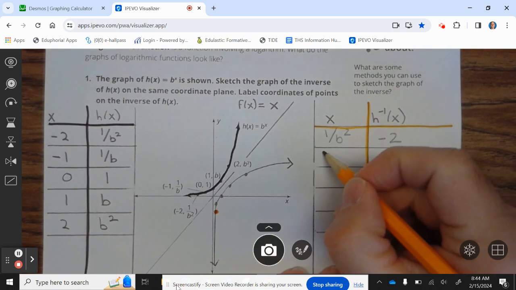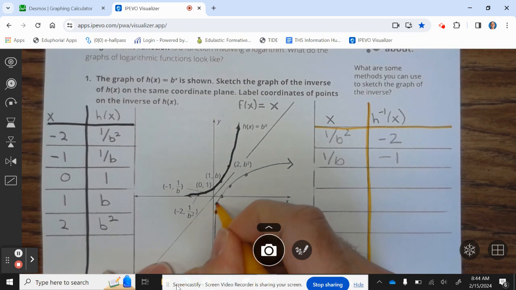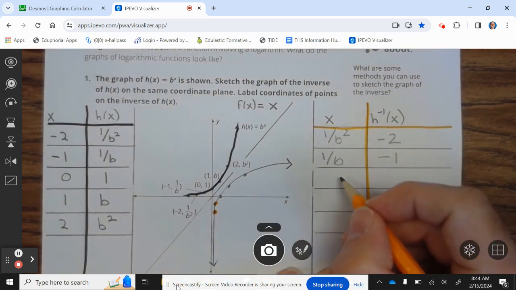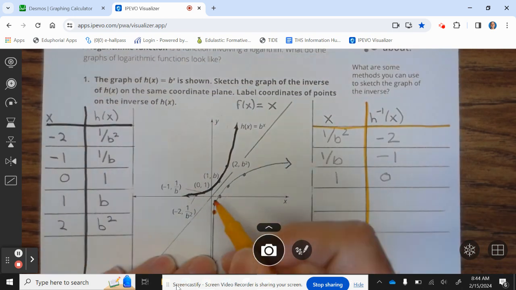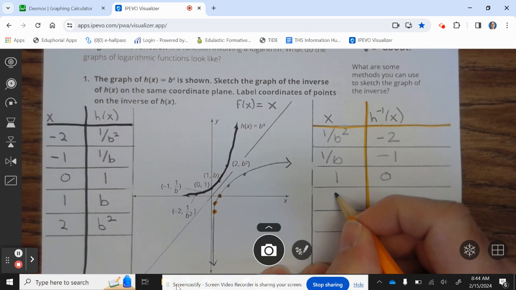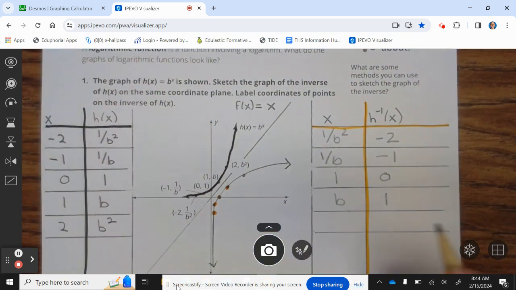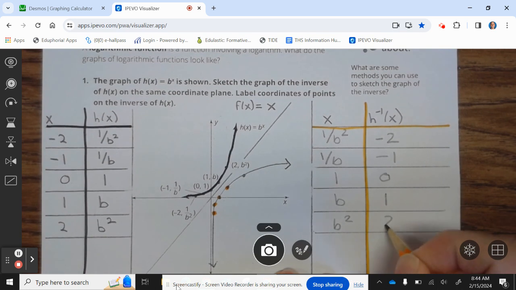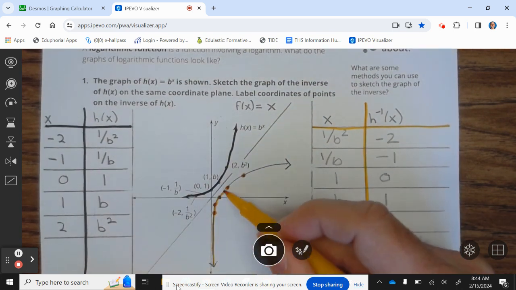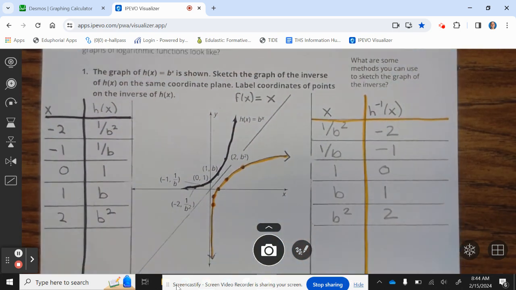Okay. 1 divided by b, negative 1. Zero, 1 becomes 1, 0. And then b squared, 2. And then there's your inverse. All right, go ahead and finish up number 1.